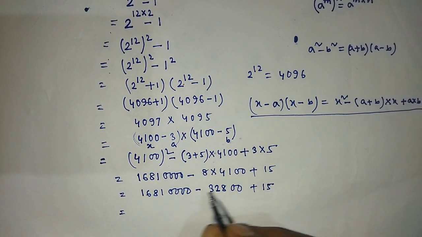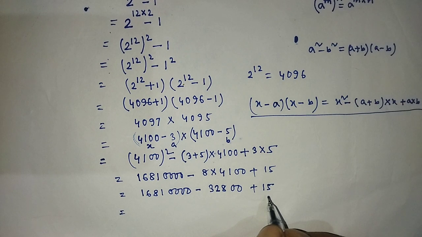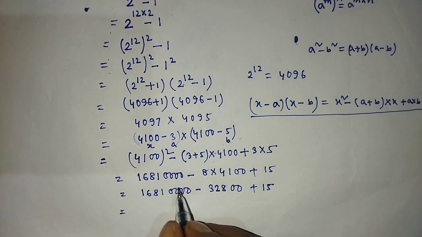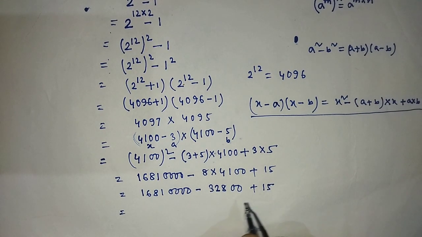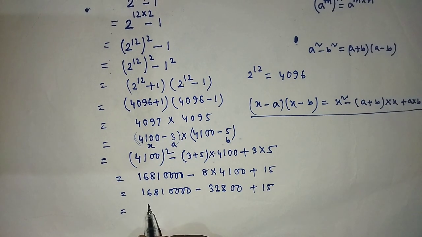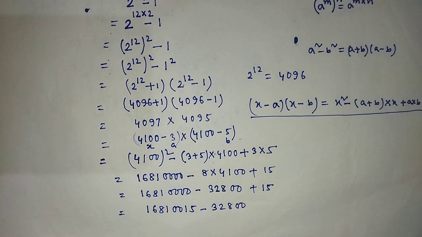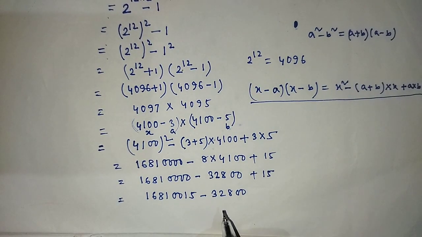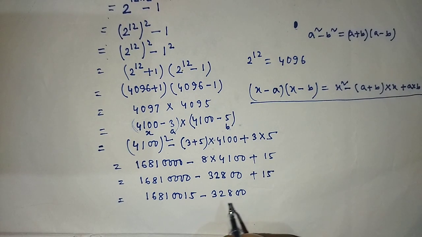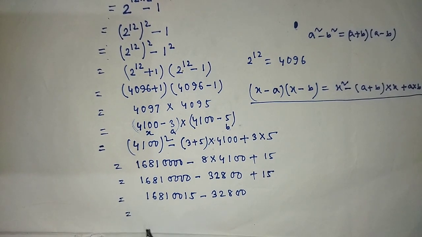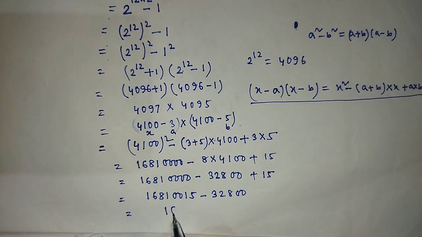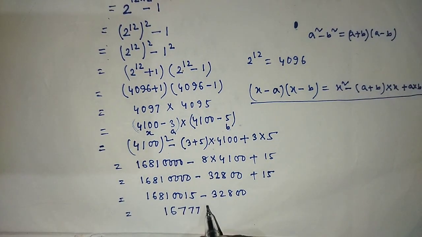So my dear student, after that, in this algebraic expression there are two positive numbers, 15 and this number. Okay, so if you add 15 with this number, then you get 16810015 minus 32800. We have to take again. So my dear student, if you subtract 32,800 from this number, then we get 1677215. This is our final answer.